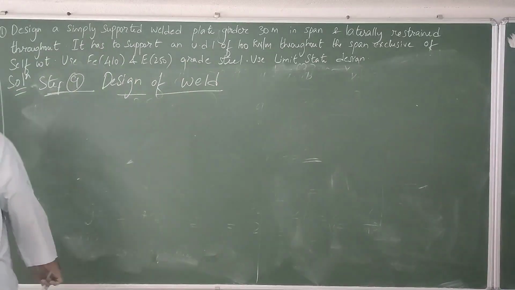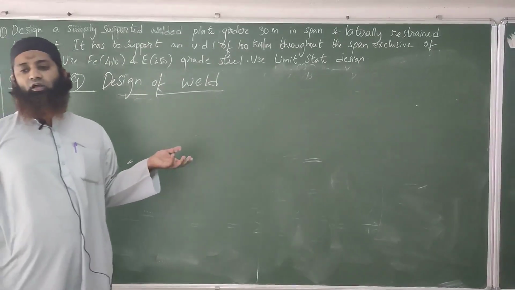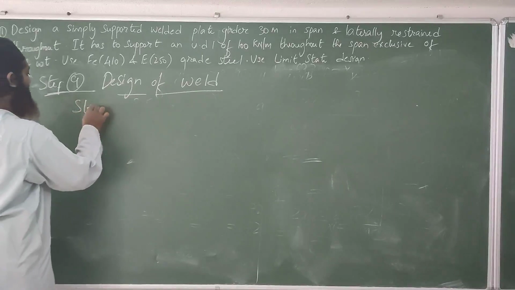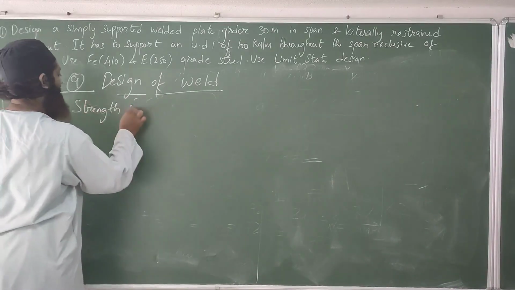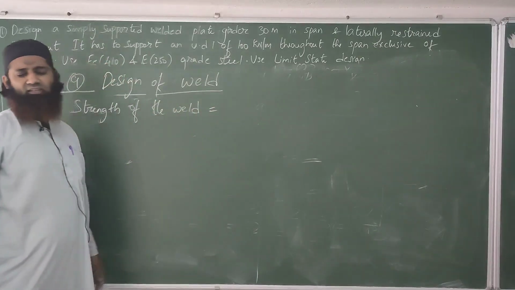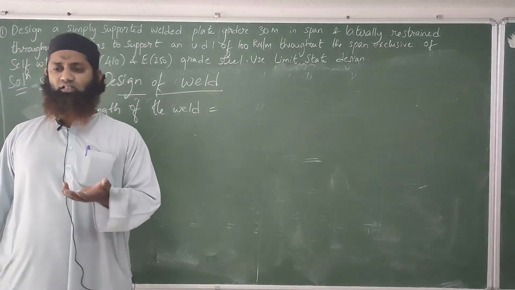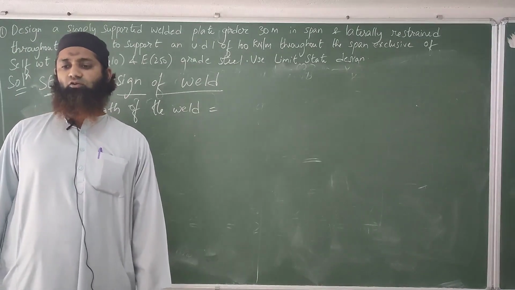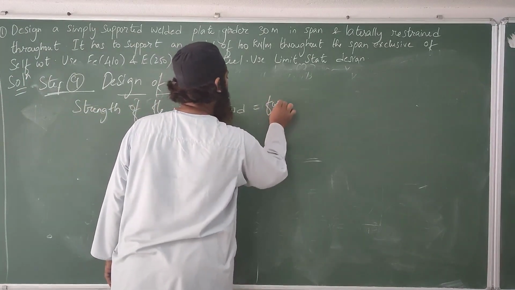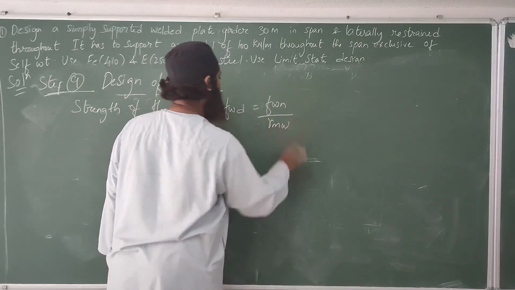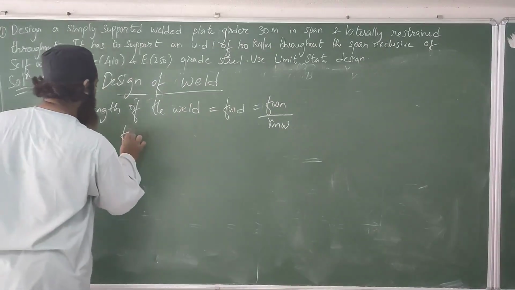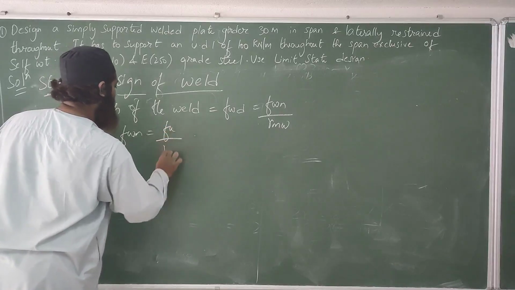Now this design of weld, till here hope it is clear for you all. Now to design the weld, we'll have to see what is the strength of the weld. Hope you all have seen this in your last year's class of steel structures. Design strength of weld FWD is equal to FWN by gamma MW. Now what is FWN? It is given by FU by root 3.